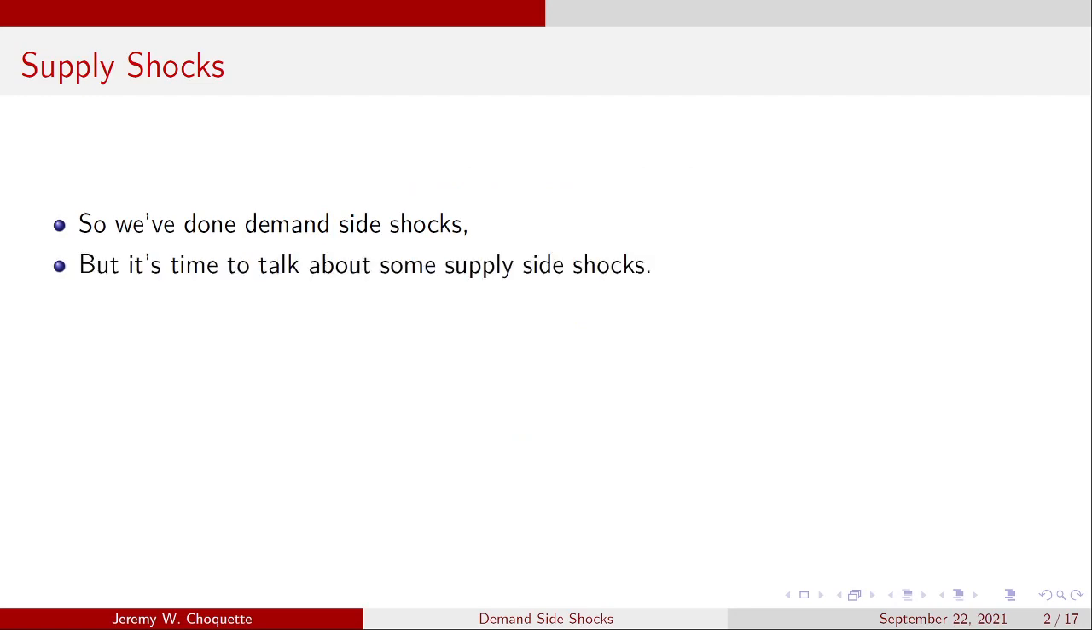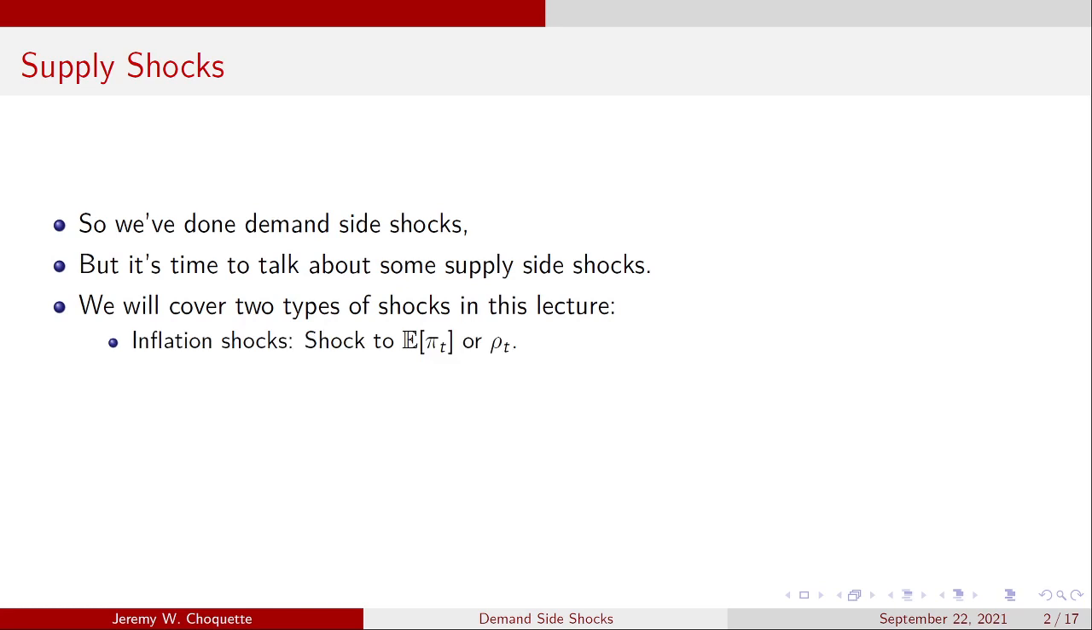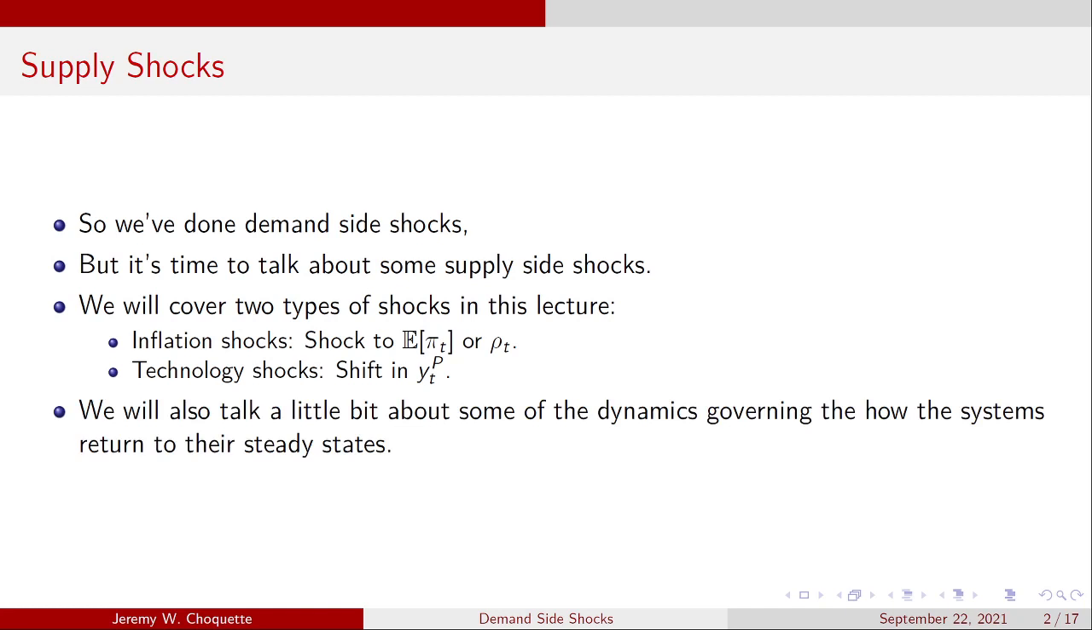Good for us. Now we're gonna be talking about some supply side shocks. So, we're gonna cover two types of shocks in this lecture. There's gonna be a shock to expected inflation, or rho. Remember, they have similar effects, but the underlying cause of the shock is substantially different. And then we have technology shocks, which will be a shift in the long run equilibrium level of output.